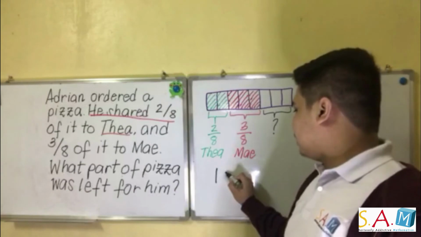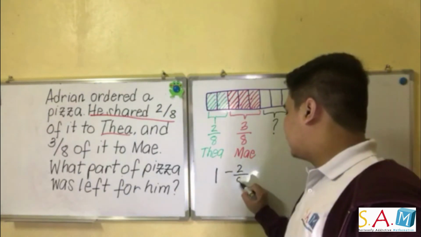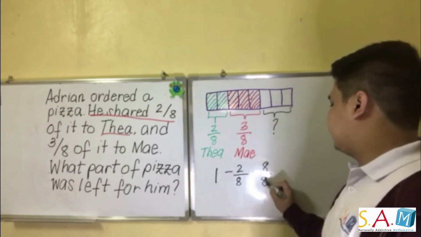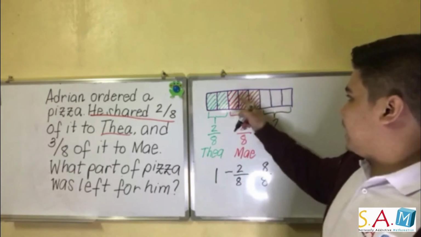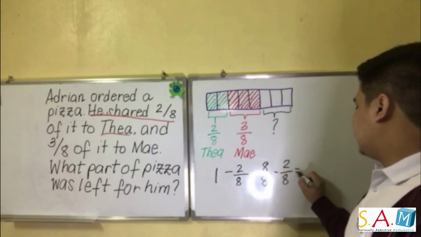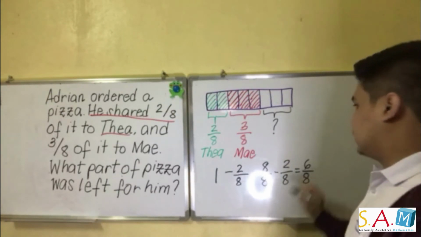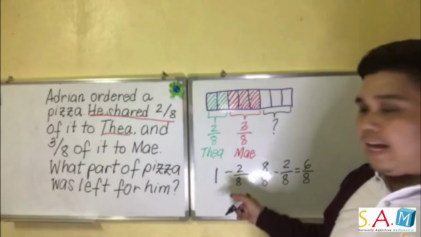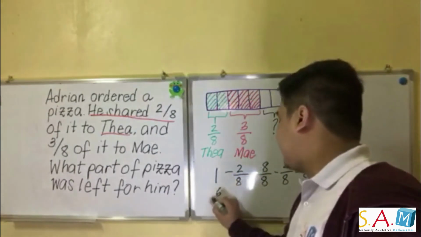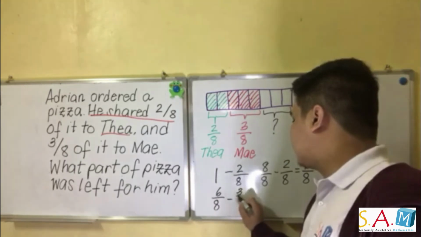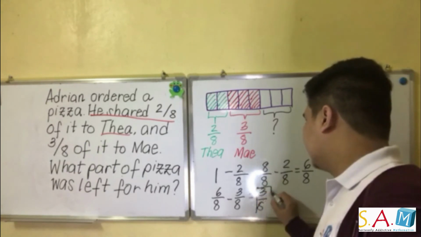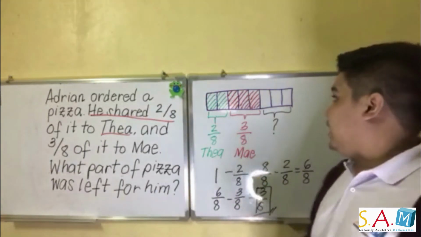So if we're going to subtract 2/8 first, that will be equal to 8/8, because there are 8 parts inside of the whole. So 8/8 minus 2/8 is just equal to 6/8. But that is only for Thea. If you remove the part of the pizza for me, that will be 6/8 minus 3/8, and that will be equal to 3/8. So in abstract way, we got the answer which is 3/8.